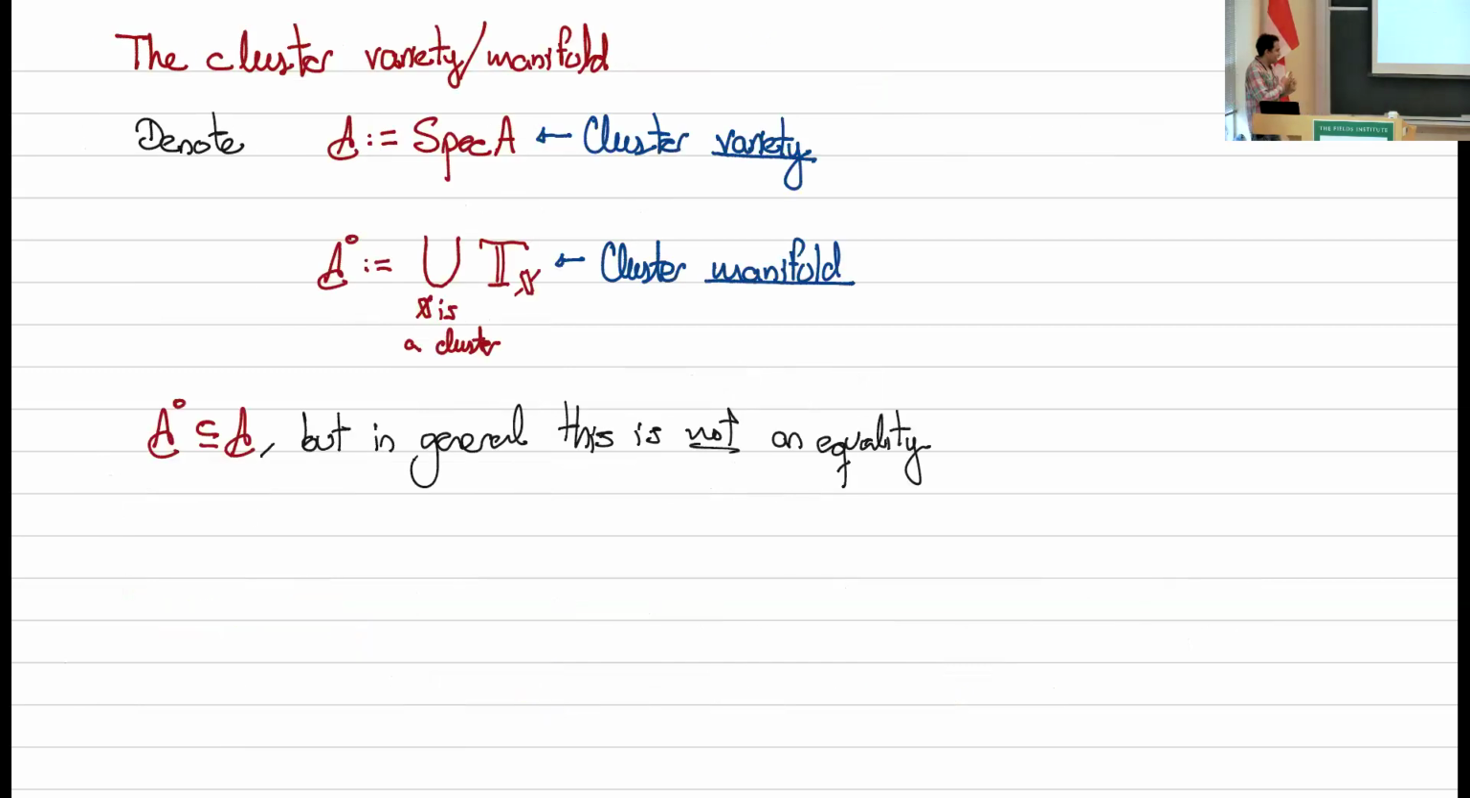So here now we have two definitions. Spec of A I will call the cluster variety. And inside of spec of A I have the union of all the cluster tori. That is called the cluster manifold, which is a problem in Spanish because we use the same word for variety and manifold. So when I talk to my colleagues in Mexico, I always have to specify what we're talking about because there's been some confusion. And the fact is that the cluster manifold is contained in the cluster variety, but in general, this is not an equality. There may be points which are not in any cluster torus.